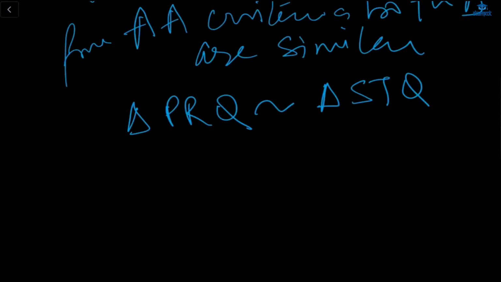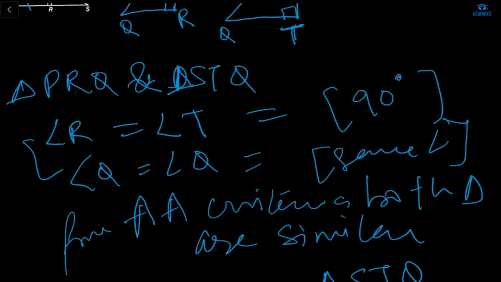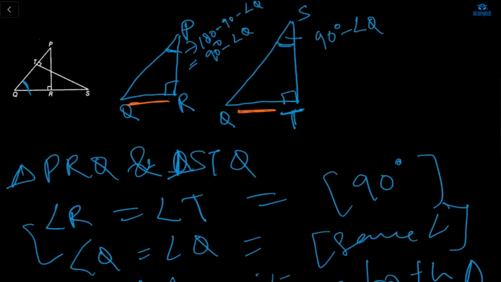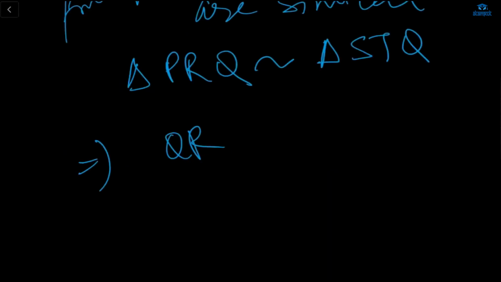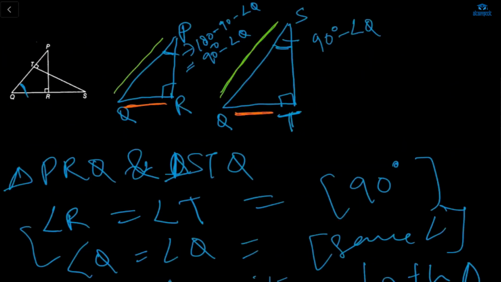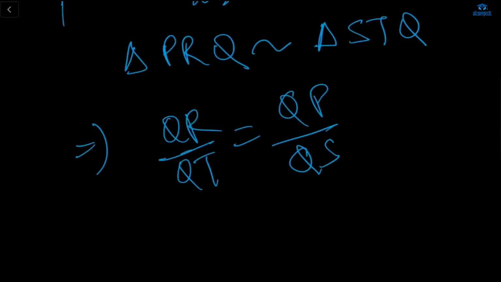So if you take those sides, it will be QR by QT, and QP by QS will be the other side. So QR by QT is equal to QP by QS. We needed these two sides only, that's why we have used them. Otherwise, both of these will also be equal to PR by ST. But since we need only this, we have written only these.